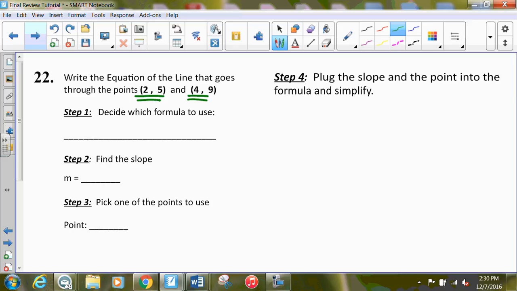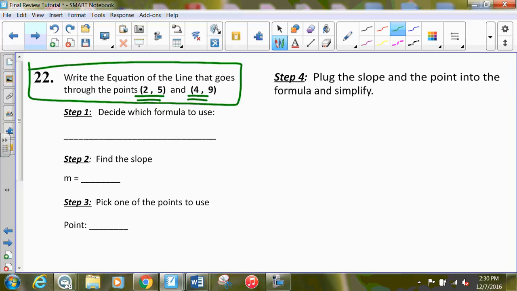Okay, what if we were just given 2 points? Well, we're going to have to decide which formula to use. First of all, on the final, this would be the only part that they would ask you. They would not do step 1 and step 2. These are here just to remind us of what we did when we were preparing for the writing equations of lines test and actually taking the test.